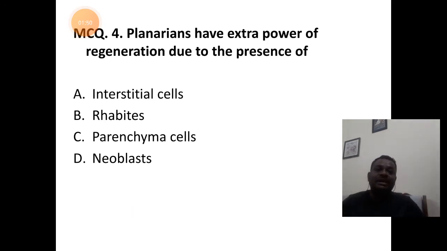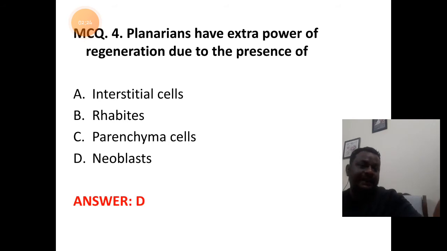epimorphosis. The Planarians have extra power of regeneration due to the presence of which of this type? So extra power of regeneration is due to the concept of neoblasts. Students, remember, neoblasts are special kind of adult stem cells which get retained in the body of Planaria right from the embryo stage till the death of the organism, even at the adult stage. So answer is D.